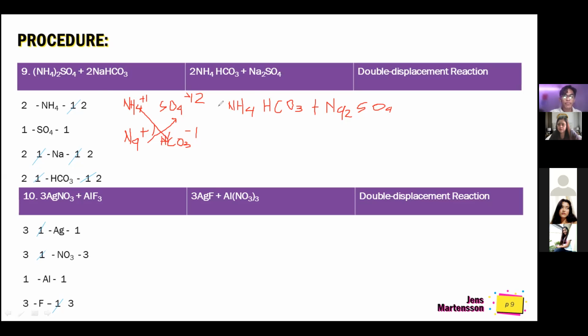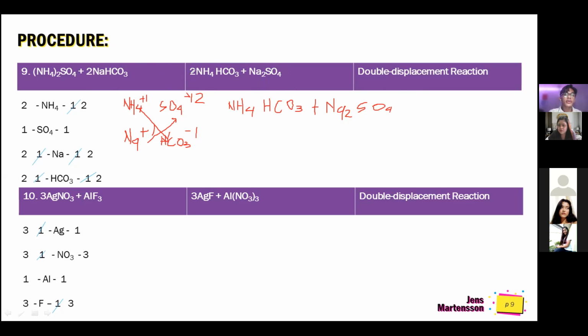So, sa product side, dito tayo mag-base kasi mas malinis. So, sa product side, i-disregard muna natin ang coefficient. We have ang ammonium natin is 1, since wala na siyang subscript.